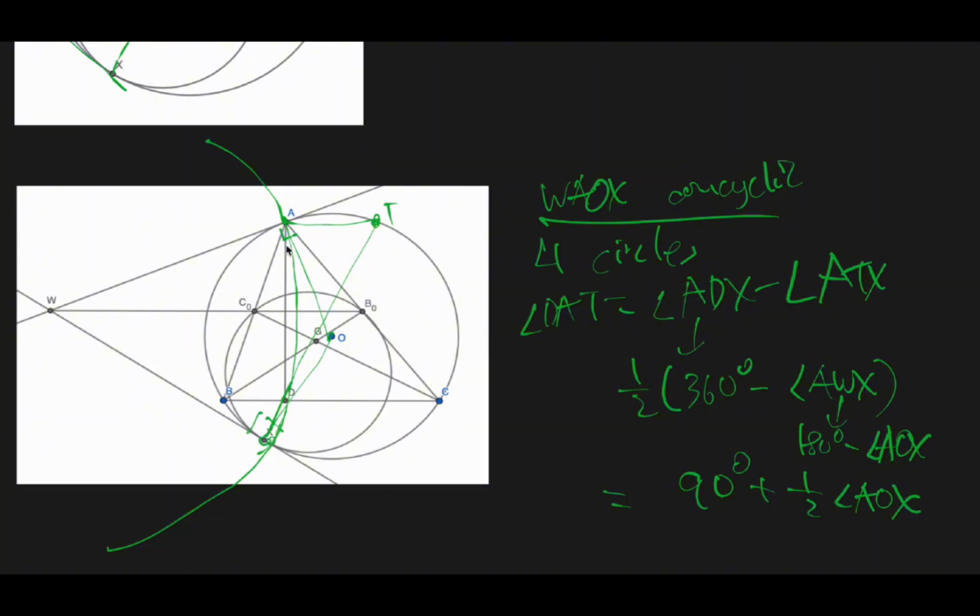And then let's look at angle ATX. Well, angle ATX is just half of angle AOX by the circumcircle of ABC. So we know that this is half of angle AOX, which we eventually want to subtract. So if we subtract these two, we get that this is 90 degrees. Indeed, DAT is 90 degrees, as we desired.